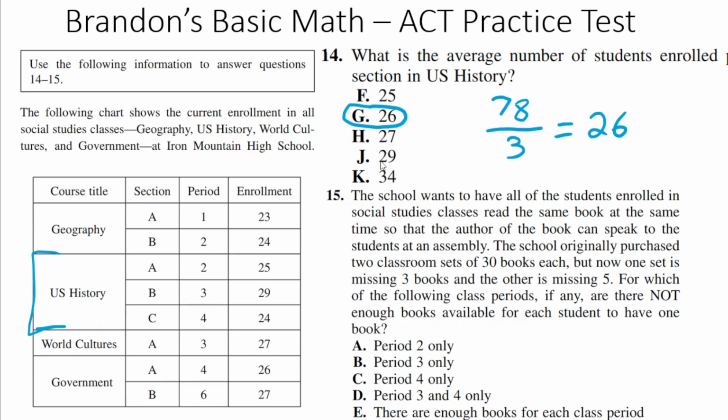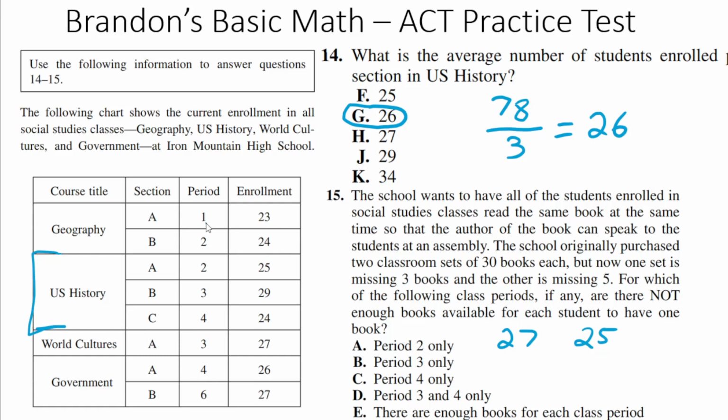And then problem 15, the school wants to have all the students enrolled in social studies classes read the same book at the same time so that the author of the book can speak to the students at an assembly. The school originally purchased 2 classroom sets, 30 books each, but now one set is missing 3 books and another set is missing 5. So that means that one set has 27 books and one set has 25 books, right? For which of the following class periods, if any, are there not enough books available for each student to have 1 book? So we're looking at periods now.